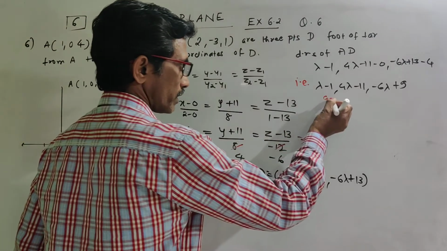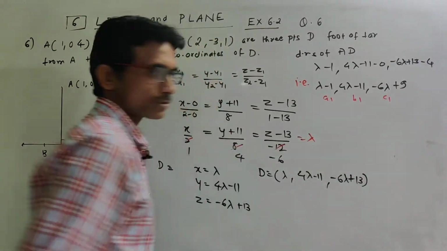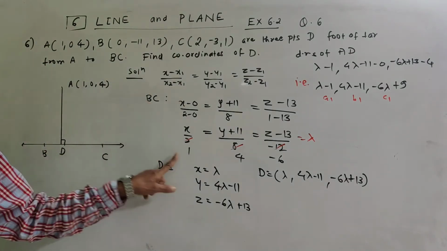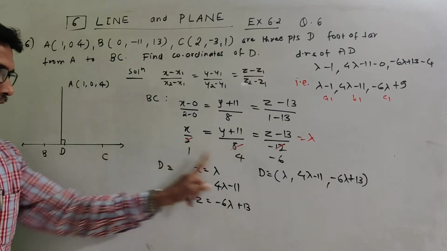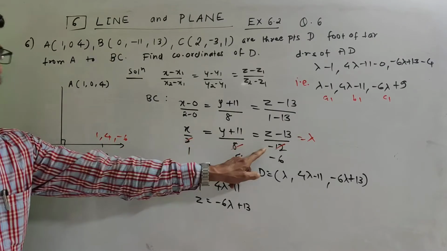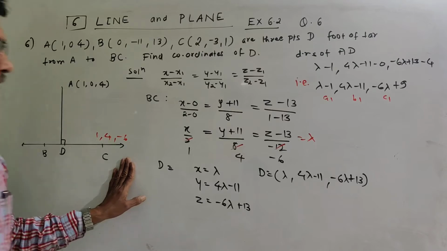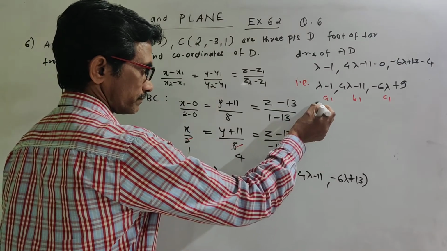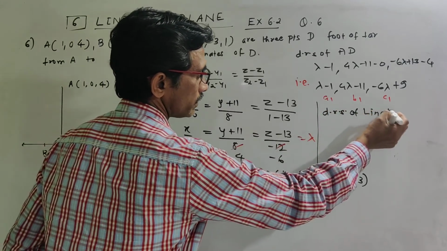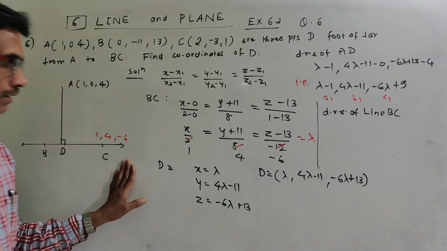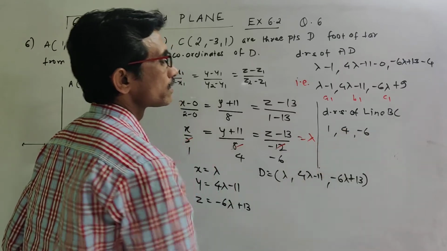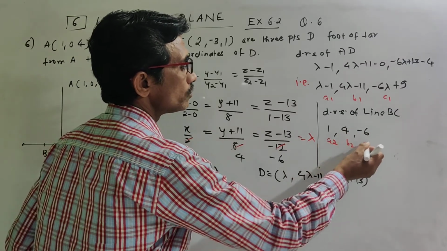So these are the direction ratios of AD, which we denote as A1, B1, C1. Then what is the equation of line BC? It is this, so the DRs of BC are 1, 4, minus 6. These are the direction ratios of line BC, say A2, B2, C2.